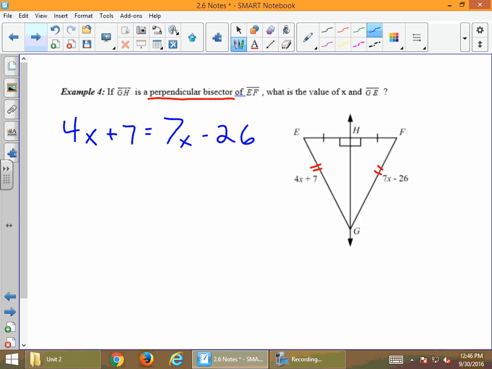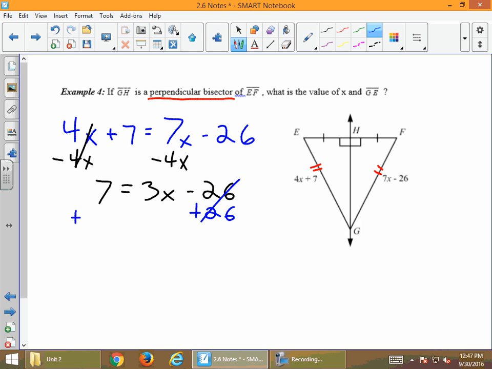Now let's go ahead and solve this. I like to stay positive, so I'm going to move the smaller x first. So minus 4x, minus 4x. 7 is equal to 3x minus 26. Again, now we have a bear problem. What's the next step to do? Feed that bear. What do I need to do? Not all at once. So it's something to do with this negative 26. I'm going to add the 26. Got to feed that bear.